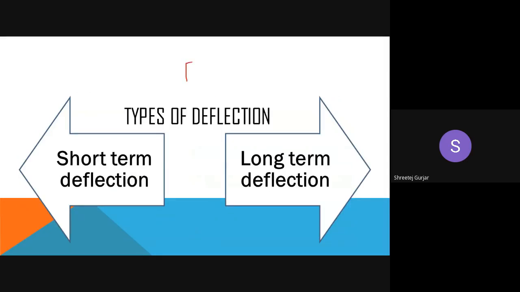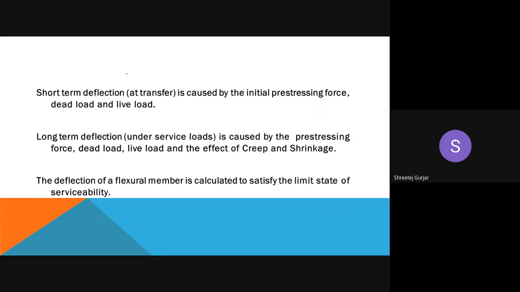Moving on, types of deflection. Pre-stressed concrete beams have two types of deflection: short-term deflection and long-term deflection. Short-term deflection occurs during transfer. Remember, at transfer we are dealing with only dead load and live load along with the initial pre-stressing force.